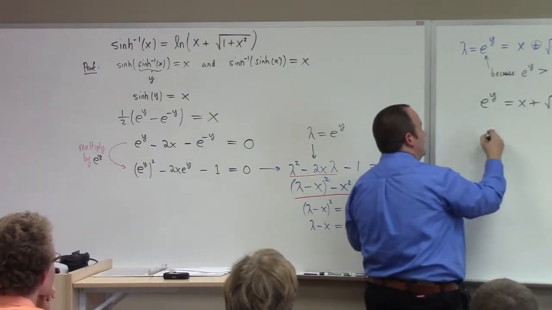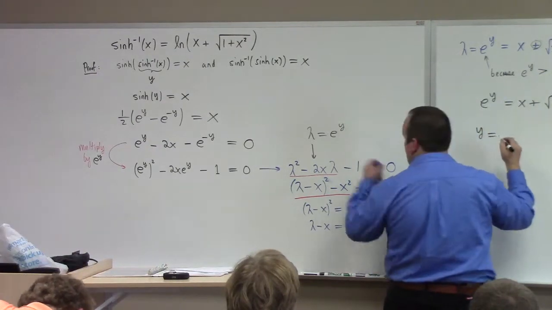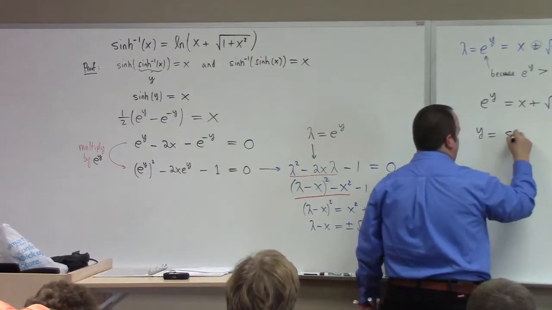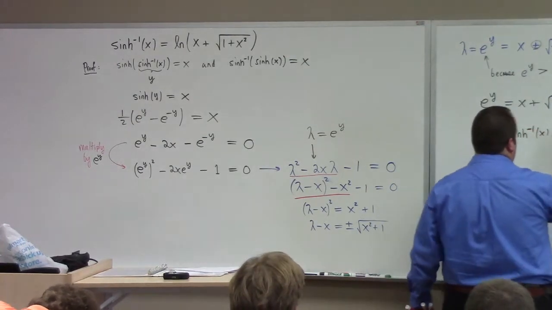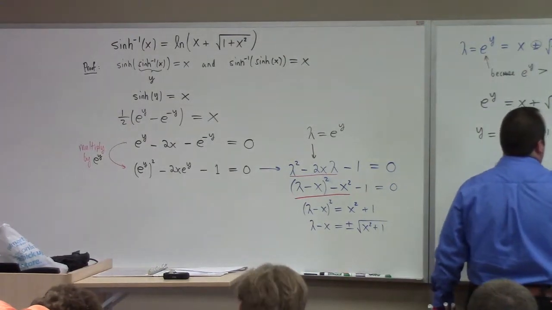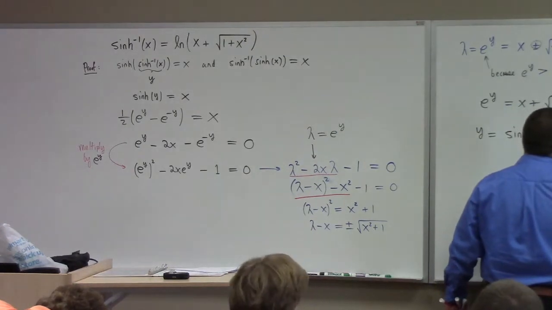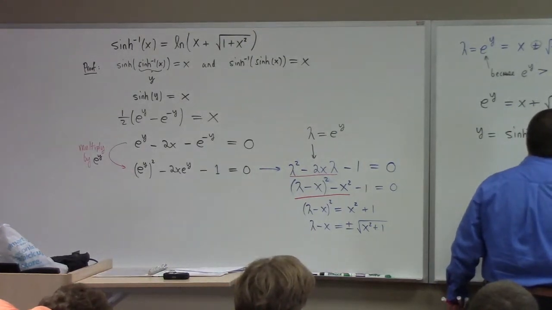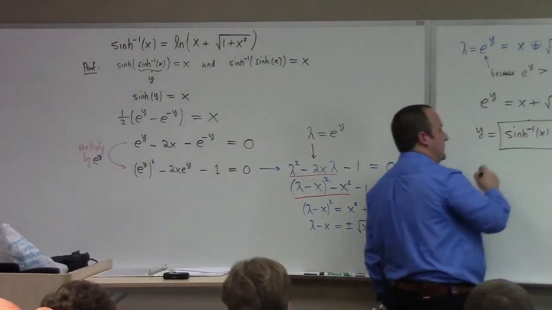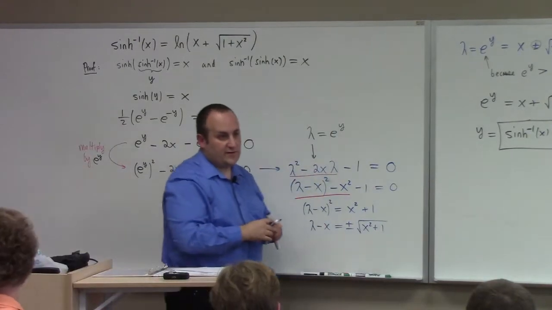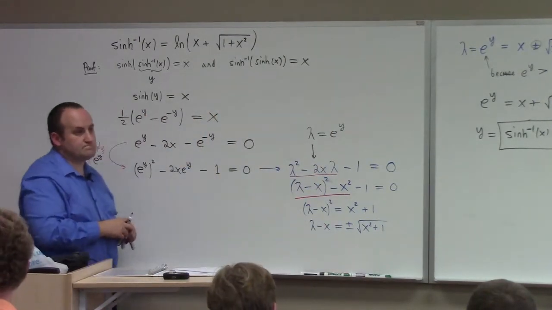Solve for y. This gives us y, which, by the way, was inverse hyperbolic sine of x, right? Equals the natural log of x plus the square root of x squared plus 1. And there you have it. That's why we have this formula. You can derive it with simple algebra.